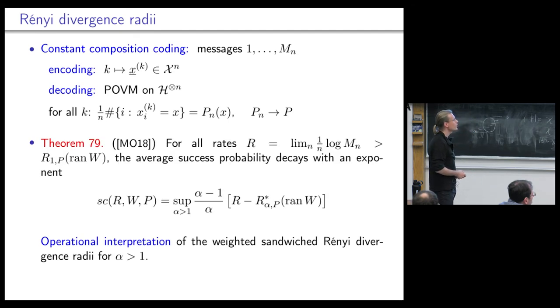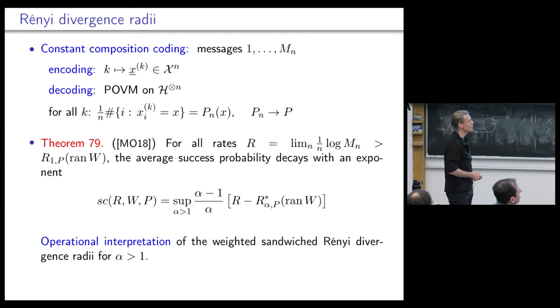And it turns out that we can consider the communication rate, which is just the log of the number of messages divided by the number of channel uses. And if this is larger than the weighted relative entropy radius of the image of the channel, which is nothing else but the Holevo quantity, then the average success probability decays exponentially fast, and we can express the exponent in an explicit form. We get something which looks exactly the same as for state discrimination, but here we get this sandwiched Rényi divergence radius. Okay. So in this particular communication problem, we get an operational interpretation of this sandwiched Rényi divergence radii.